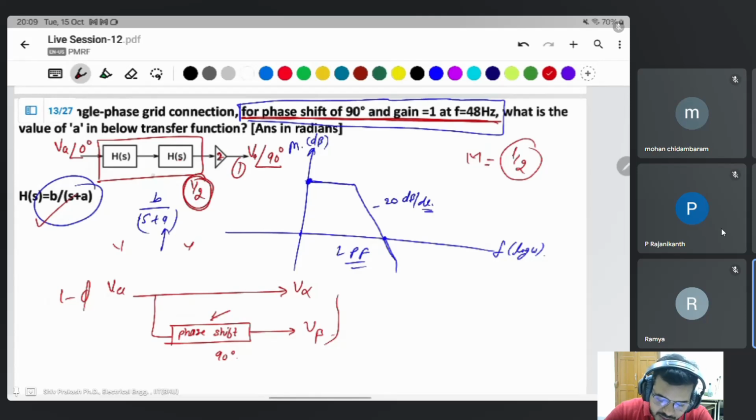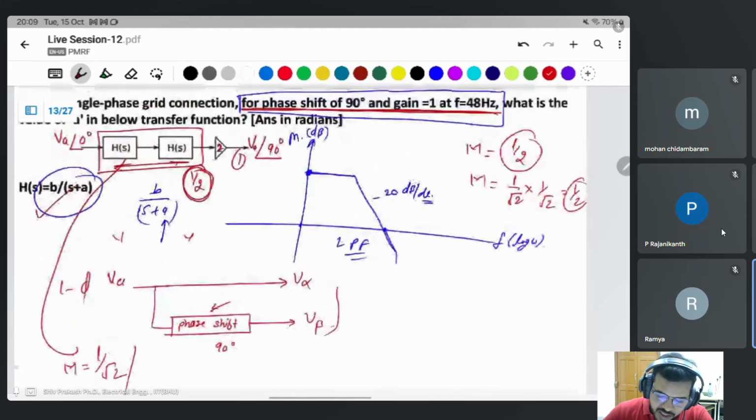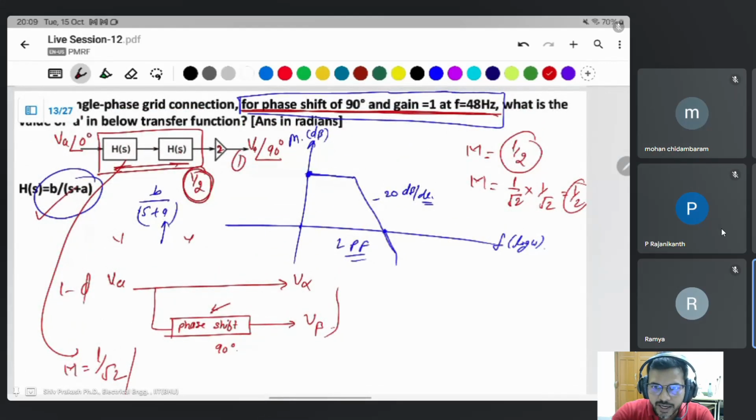There is a multiplication because of the cascaded system. In which case will you get the multiplication and get the half? In a simple way, root 2 into 1 by root 2. If you multiply two systems, we get 1 by root 2 into 1 by root 2, which is 1 by 2. So the magnitude of each will be 1 by root 2. We found the magnitude. Then for the phase, in a multiplication the angles are added.